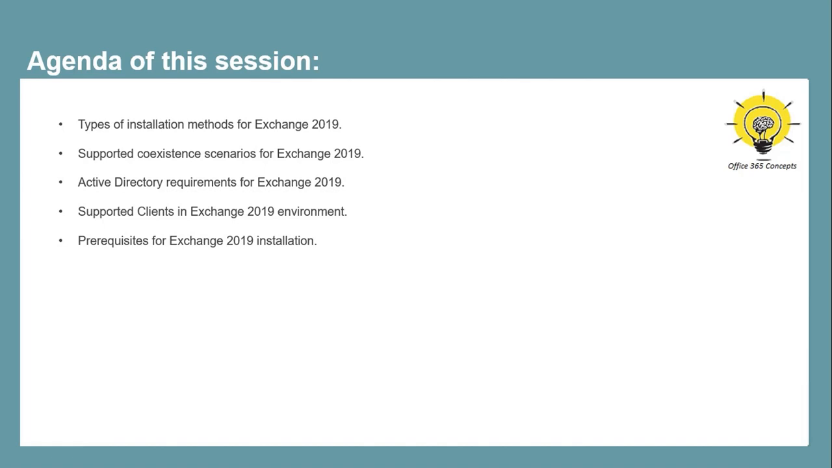We know Exchange Server is dependent on Active Directory. Without Active Directory, we cannot install Exchange Server. So we should know what are the requirements for Active Directory for Exchange Server installation. If you have an existing Exchange Server in your environment, then before installing Exchange Server 2019, you should be aware if coexistence is supported between these versions or not.